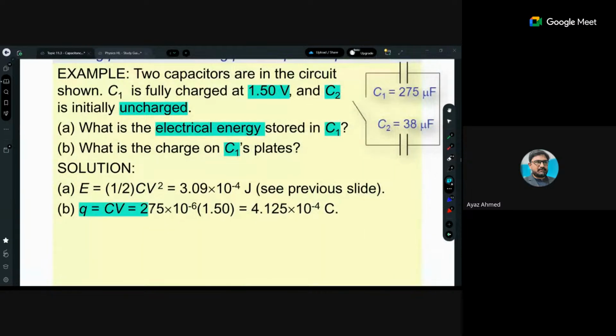Now by using Q is equal to CV, we would get the charge. Is it clear? Sorry, we have to find Q, my bad. Q is equal to C into V. So C is 275 into 10 to the power minus 6, and V is 1.5. So you got this much charge stored on any one plate of this capacitor, right?